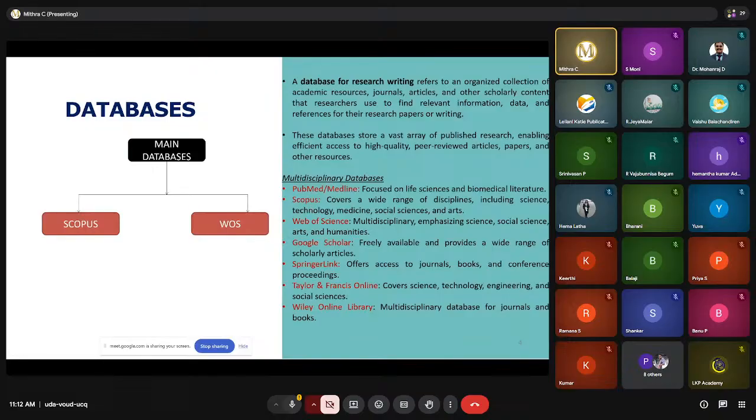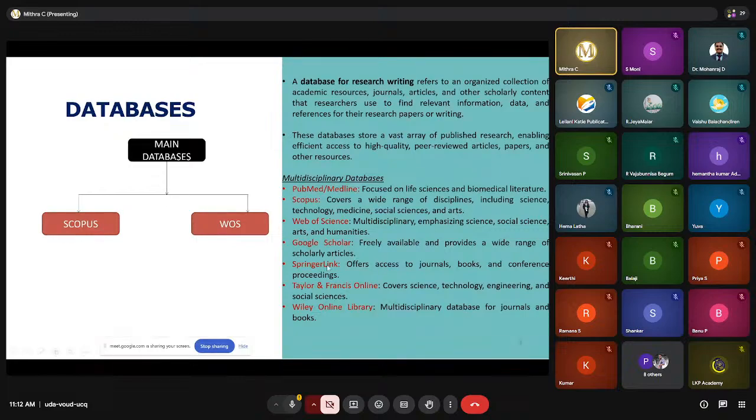Scopus covers a wide range of disciplines. That is, it includes science, technology, medicine, social science, and arts. Similarly, in Web of Science, more emphasis is given to science, social science, arts, and humanities. And Google Scholar, as we all know, is a freely available database, and it provides a wide range of scholarly articles. So there also you can fetch papers.